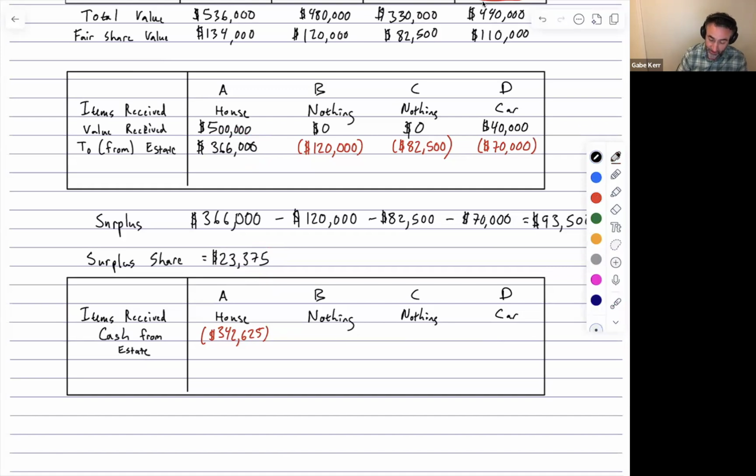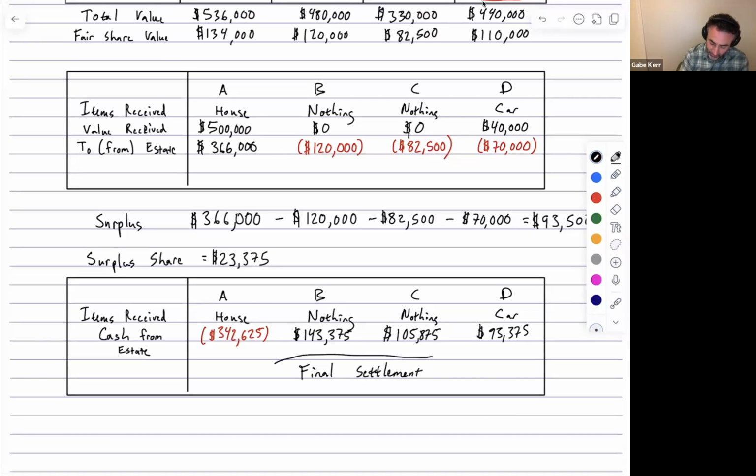They're receiving cash. And so the numbers there, again, just doing the arithmetic, $143,375, $105,875, and then finally 70 plus this is $93,375. Okay, and so then this is the final settlement.